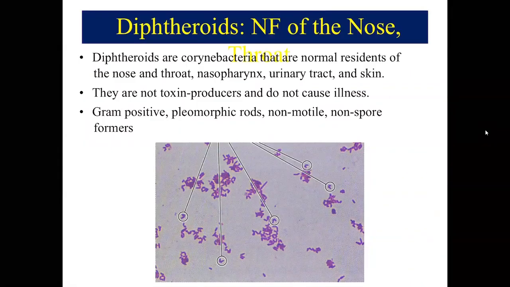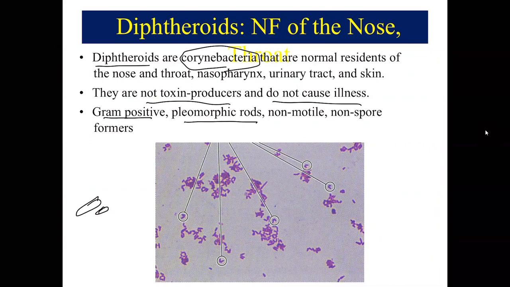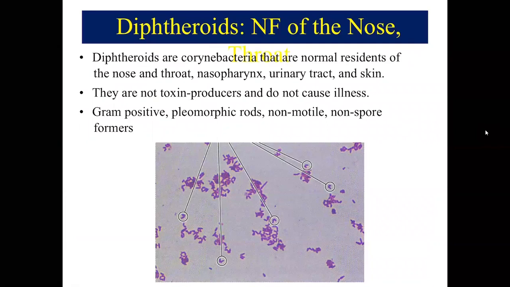Also in your nose and throat, you have these things called diphtheroids. Diphtheroids are in this group called Corynebacterium, and they're normal flora. They don't produce any toxins. They don't cause any illness. They're not a big deal. They're just in there. They're gram-positive. They're pleomorphic, which means that the rods can be different sizes. They don't move. They don't form spores. And that's that.